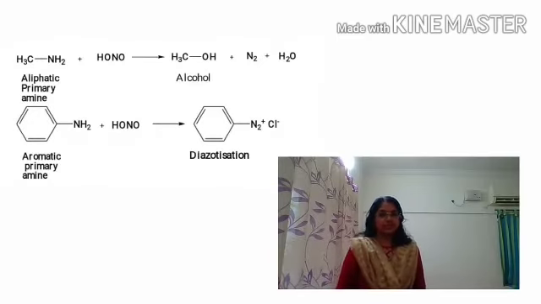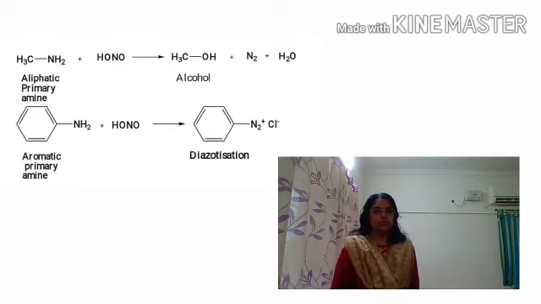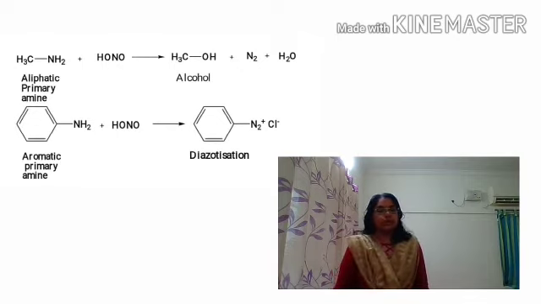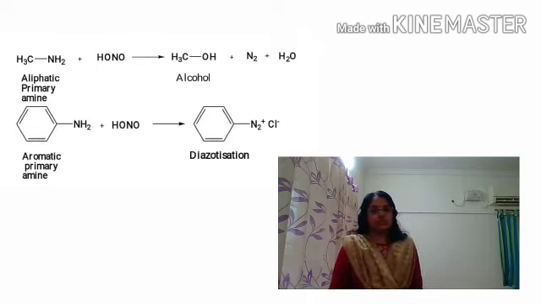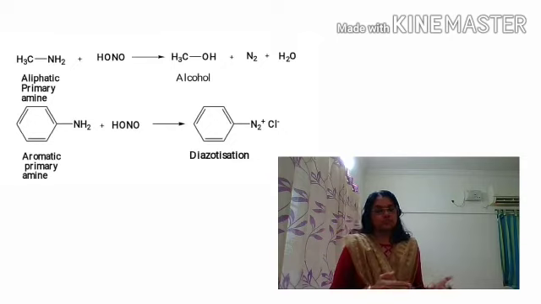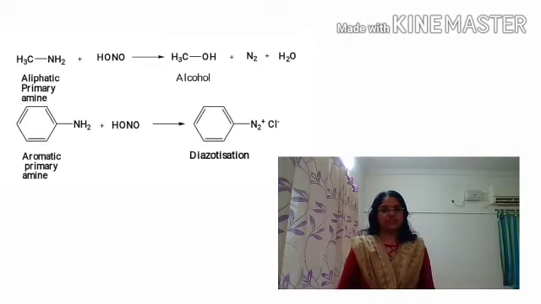So when aliphatic primary amine reacts with nitrous acid, it results in the formation of an alcohol with the elimination of a nitrogen molecule. But aromatic primary amine, that is aniline, reacts with nitrous acid to give diazonium salt. Therefore, that reaction is termed as diazotization. So both aliphatic primary amine and aromatic primary amine react with nitrous acid to give different products. Aliphatic primary amine gives alcohol, but aromatic primary amine, that is aniline, gives diazonium salt as the product.